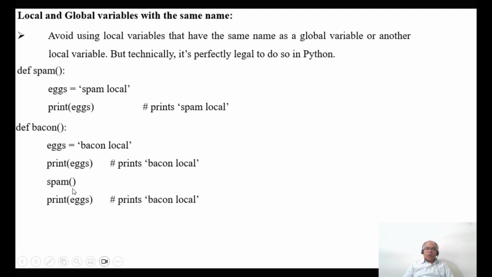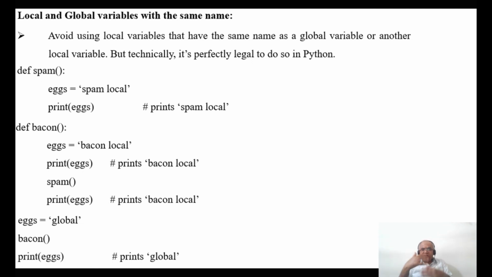Then we are calling the function spam. So it goes back, x is equal to spam local, print x, and spam local will be printed. Then we have print x here, and this x is bacon local, so it will print bacon local. Now x is equal to global here. x is equal to global, and we are calling the function bacon and printing x. We will see how it will run. I will explain in detail now.